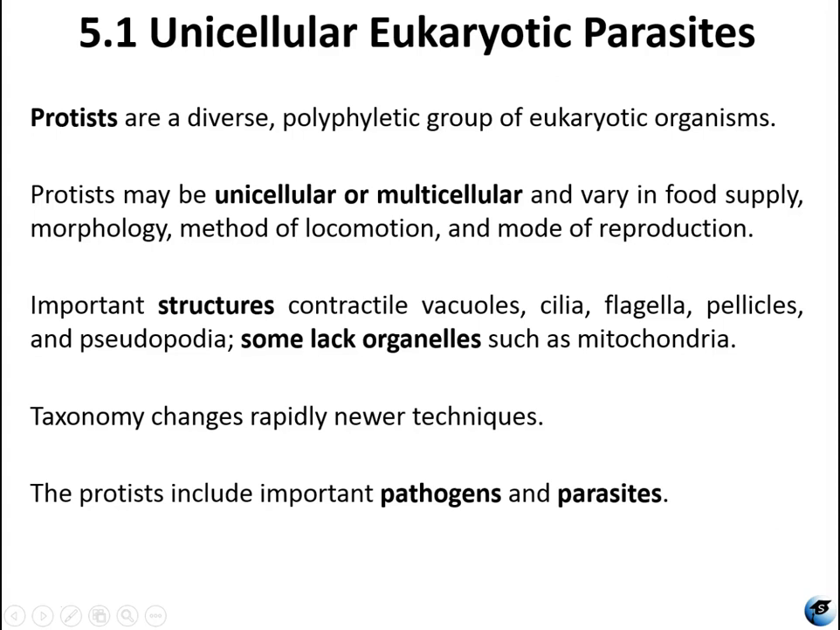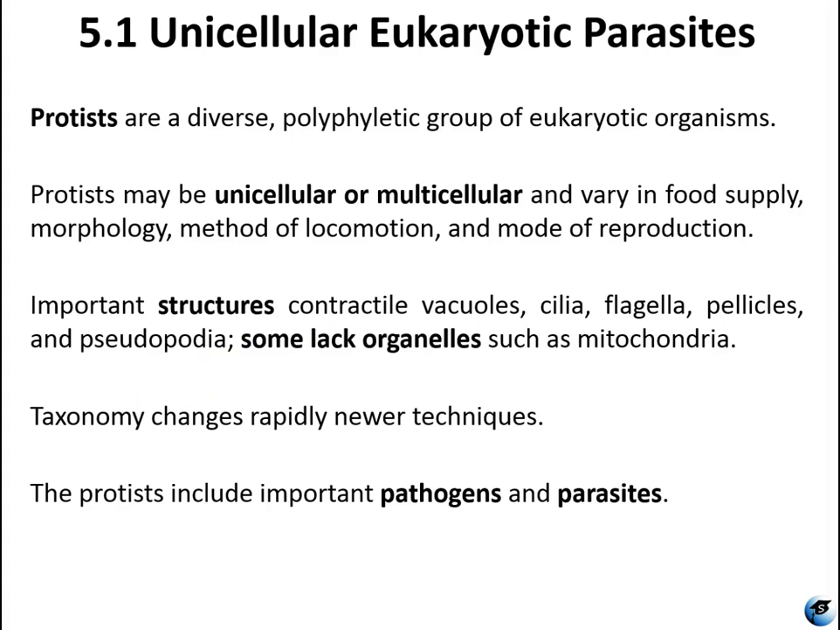Protists are kind of a catch-all name for things that are not prokaryotic, they're not archaea. They're a polyphyletic group, and they all consist of eukaryotes. It's a little bit confusing because when you see something named pro, you want to say prokaryote, but actually protists are all eukaryotes. They can be unicellular or multicellular, and they're very different. They vary widely in food supply, morphology, locomotion, and reproduction. Some structures that protists commonly have are things like vacuoles, cilia, flagella, pellicles, and pseudopods. But not all of them have those, of course, and some of them lack organelles that you would expect eukaryotes to have, including mitochondria. So this is a very, very diverse group, the protists.